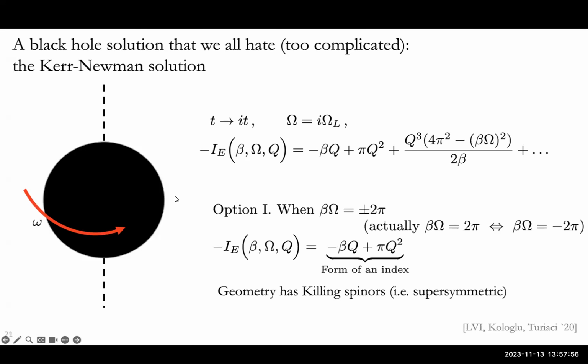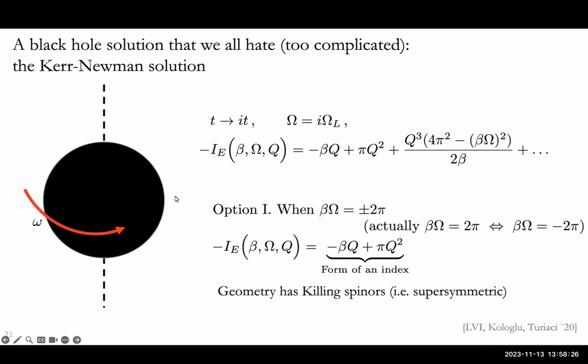Good. Now, the first option is turning on beta omega such that beta omega is equal to plus or minus 2 pi. Actually, the sign here does not matter. It turns out that there's a coordinate change that allows us to take beta omega from being 2 pi to beta omega being minus 2 pi. So these two solutions are actually the same at the path integral level.